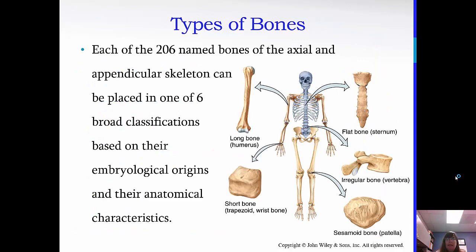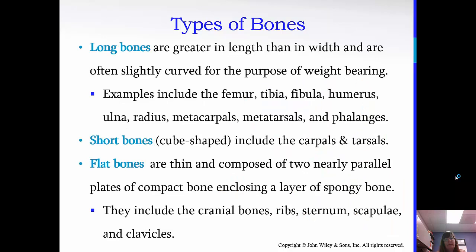Each bone, again, is named according to the classification. We went over this in chapter 6, but just to recap, long bones are longer than they are wide. Short bones are short and fat, kind of cube-shaped. Flat bones are flat. Irregular bones are shaped irregularly, and sesamoid bones like the patella. Again, this is just a recap, talking about long bones versus short bones versus flat bones. We covered this in chapter 6, but again, as always, if you have questions, send me a message.